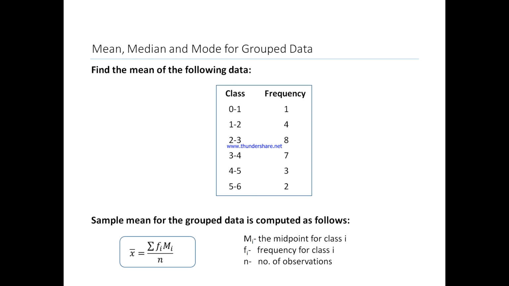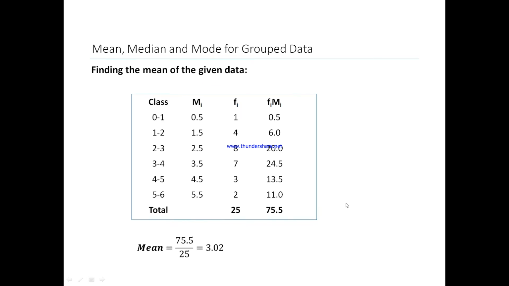To calculate the mean value, we use this equation. The sample mean is denoted by x bar. So x bar is equal to the summation of fi mi divided by n. Here fi is the frequency of the ith class, mi is the midpoint of the ith class, and n is the number of observations.